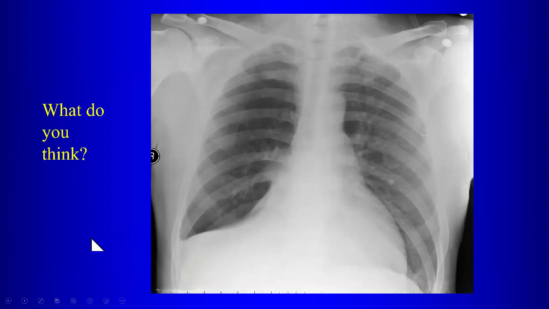What do we have to say about this radiograph? Don't criticize my film.